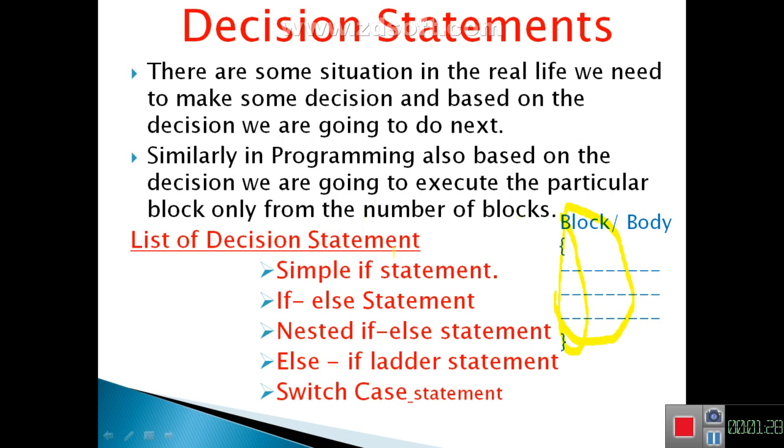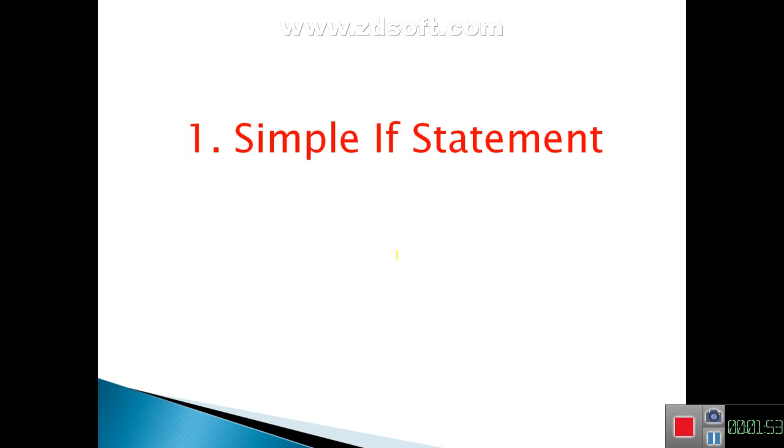Then the list of decision statements. Five different types of decision statements are there. Number 1, simple if. Number 2, if else. Number 3, nested if else. Number 4, else if ladder. Number 5, switch case. Totally, five different statements are there under the decision statement. So the first one is the simple if statement.